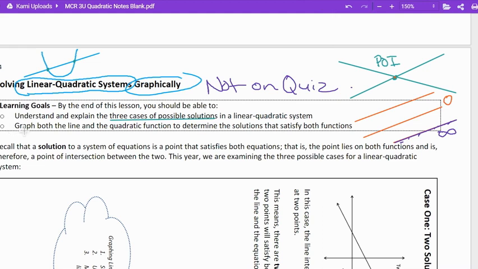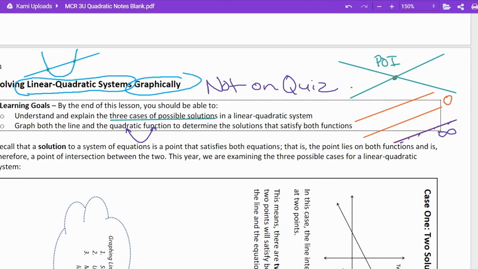The second one is to graph both the line and quadratic function, i.e. parabola, to determine or to find the solutions. So yes, we are graphing lines, and yes, we are graphing parabolas today.